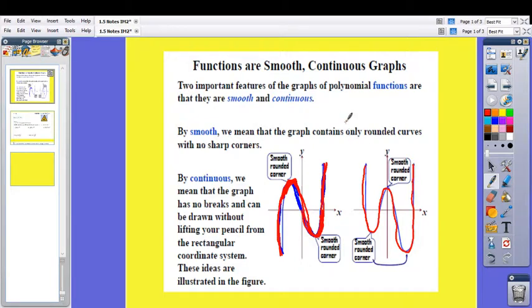What will not be a function is if you have a graph like this. This is not a function because the turn that you have is not a smooth turn. It comes pretty sharp. It's not smooth, so because of that, it's not a function. Also, it will not be a function if the graph is broken. Let's say you have it here and then it's broken, because if you are trying to trace it, you have to lift your pencil. Because of that, it's not a function.